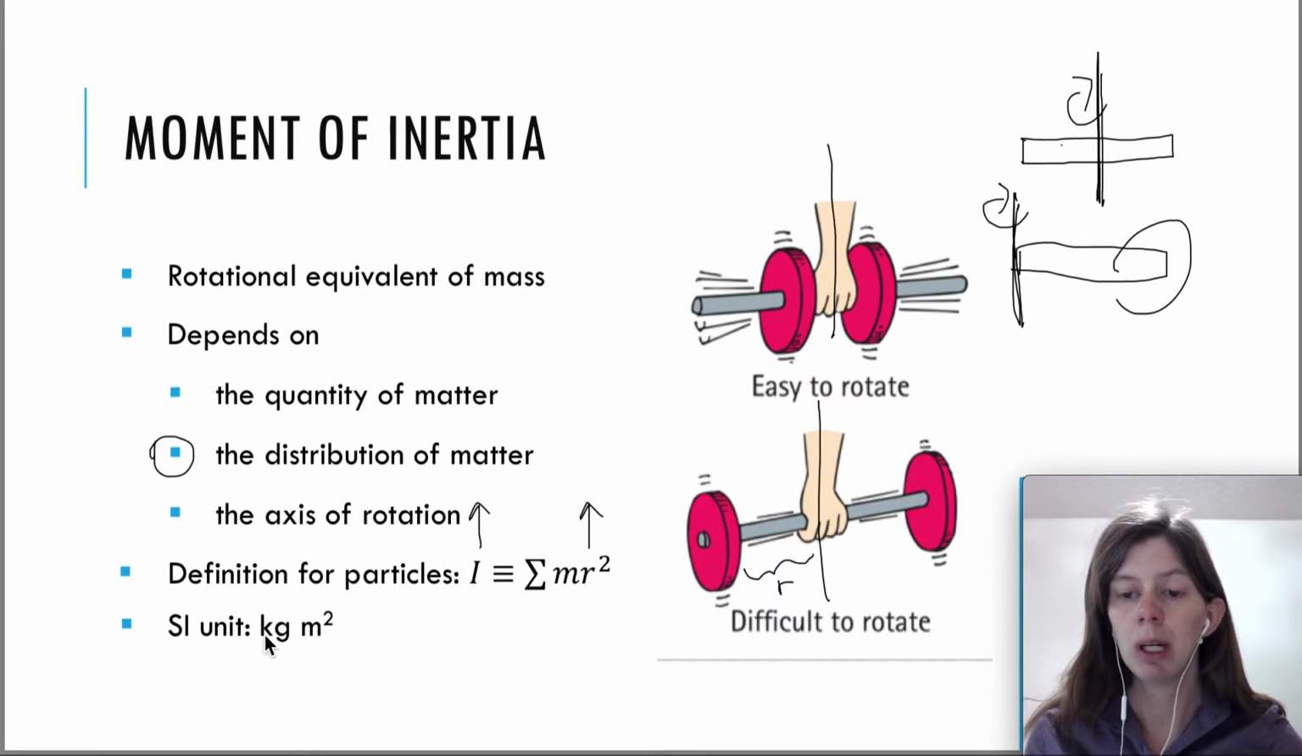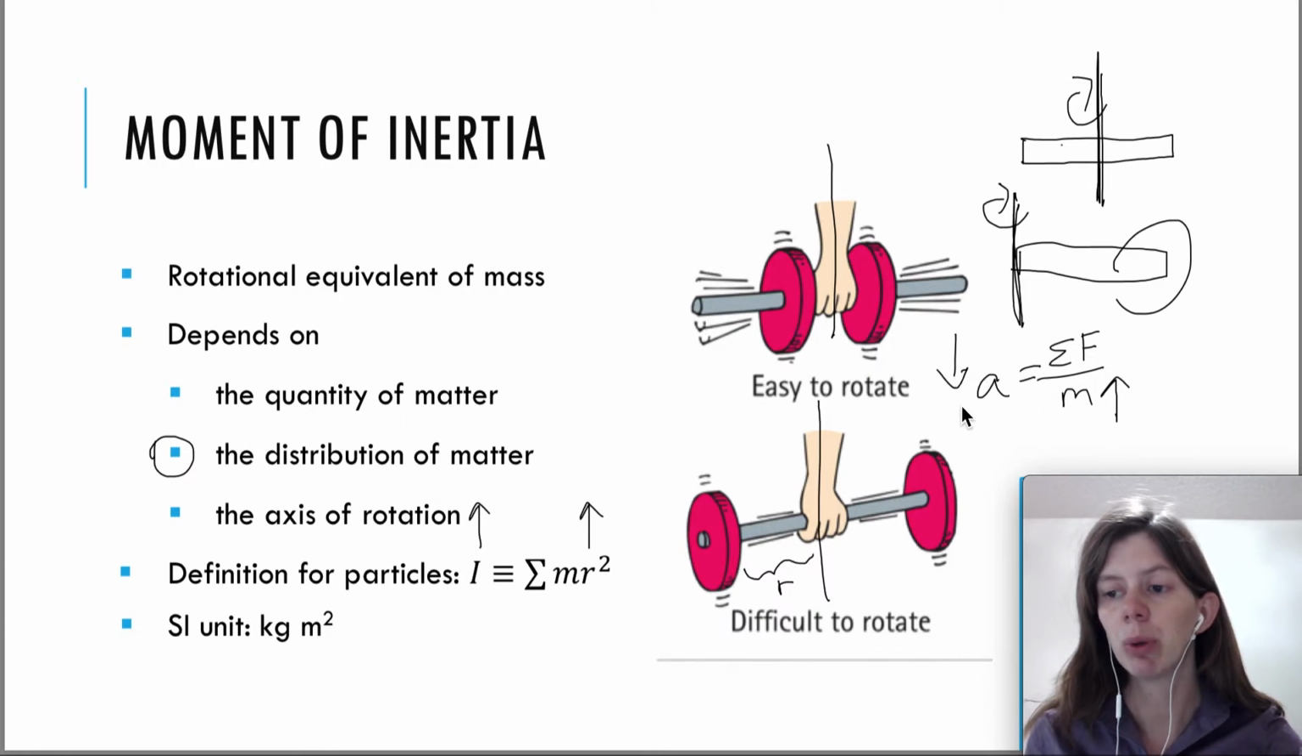The unit for moment of inertia is kilogram times meter squared. And I just want to do one thing for this first part of this video. I want to relate this to something that you already know, just so that it can make a little bit more sense, and that is Newton's second law. With Newton's second law, we learned that the acceleration was the sum of the forces over the mass. We learned that the more massive an object was, the less the object would accelerate.